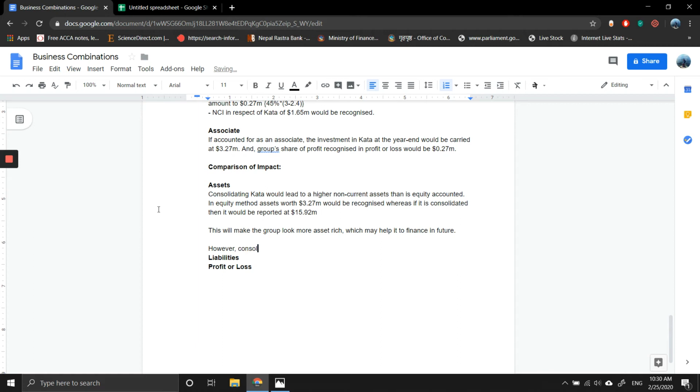However, consolidating Kata's large PPE balance may have a detrimental impact on the group's asset turnover ratio, thus making it look less efficient at generating profits.